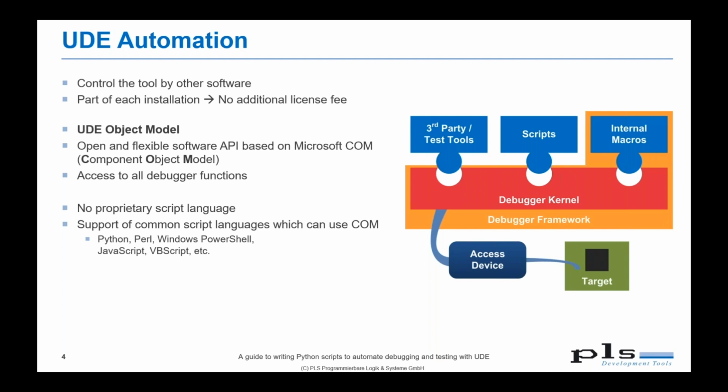And here comes the second good news. Because we rely on Microsoft COM, we benefit from several advantages. Many scripting languages can communicate with COM. We do not need a proprietary scripting language, nor are we bound to a specific one. That means you can use any scripting language you like. You can work with your existing knowledge and your preferred tools, and you don't need to learn a new syntax.